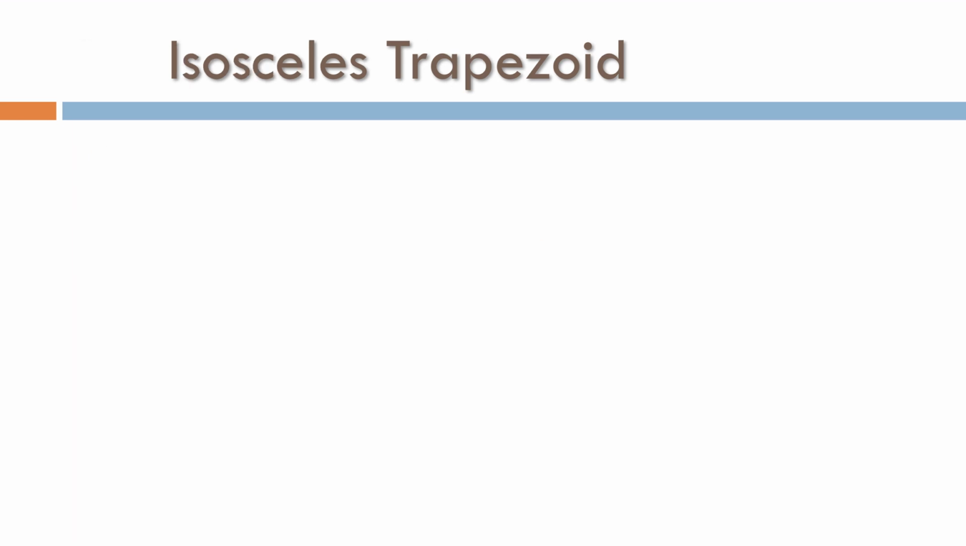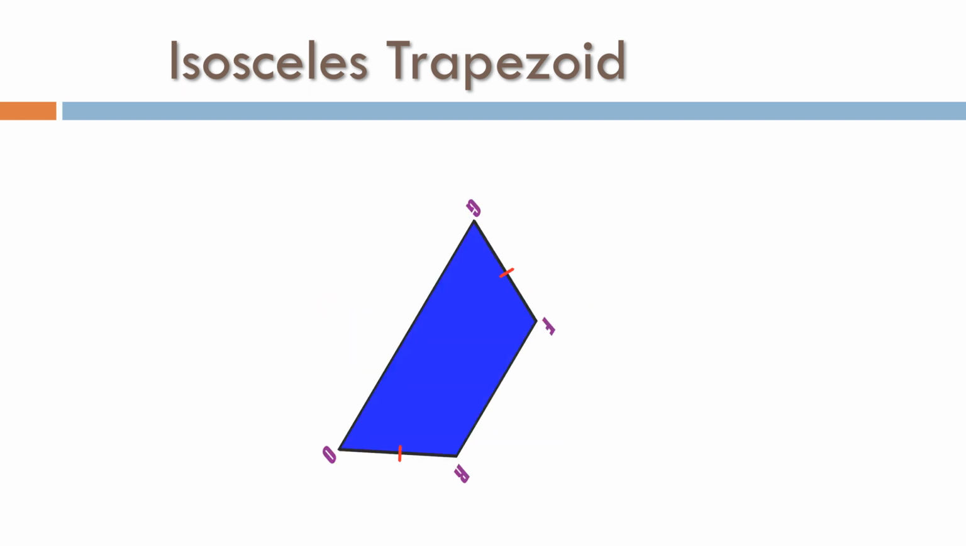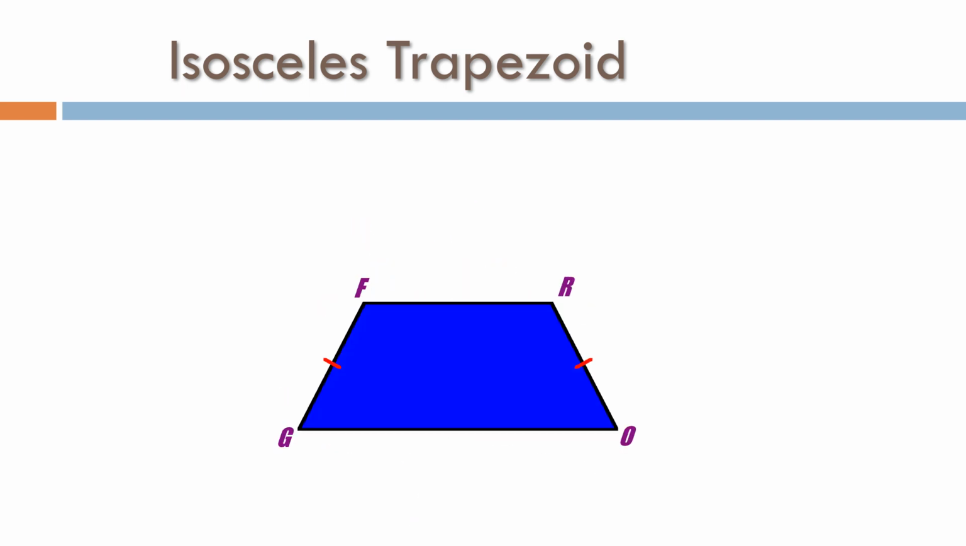Okay, now let's make things more interesting. We'll take that trapezoid and we'll make the legs equal. Because you know what the word isosceles means, equal legs. Isosceles triangle, triangle with two equal sides. Isosceles trapezoid, two equal legs. Because an isosceles trapezoid is also a trapezoid, all the other things we talked about are true.